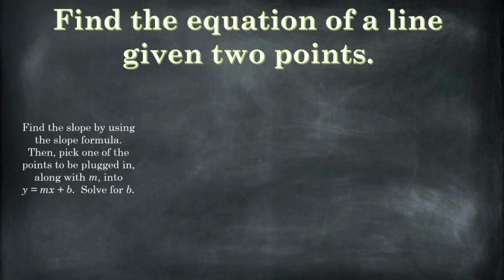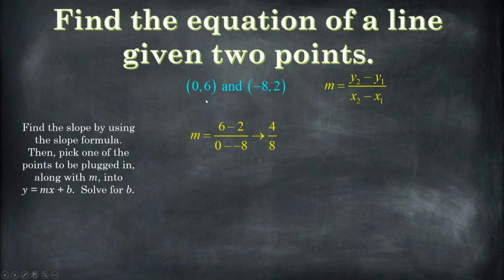All right, now, what if they give you 2 points? This one has the most amount of work, but it's not that bad. And sometimes they give you a y-intercept like this right here. 0, 6 is the y-intercept. So this one's going to be kind of easy, but here's what we're going to do. First, we have to find the slope using the formula. So you plug everything in, right? So 6 minus 2 and 0 minus -8.